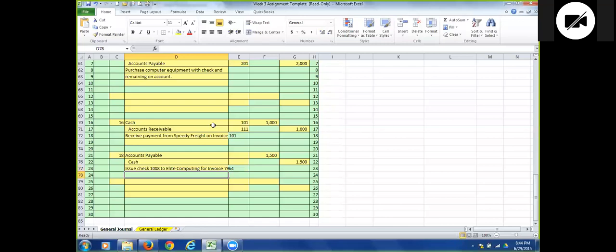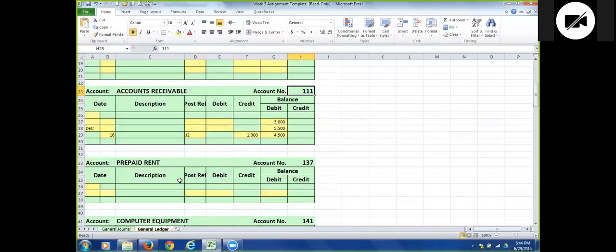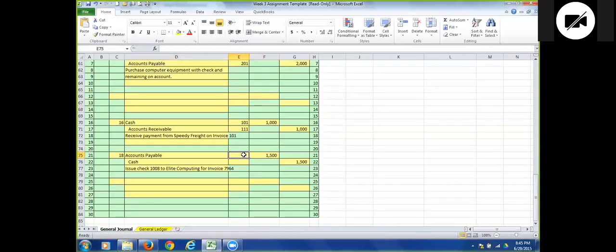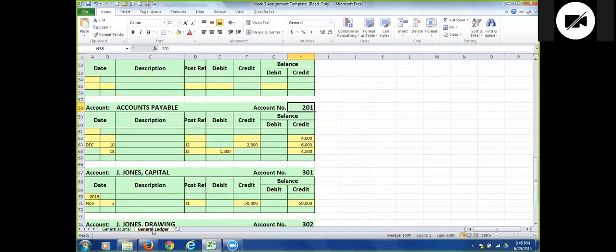And then we would post. So accounts payable, debit 1,500. So we want to go to our accounts payable, 18th, J2, 1,500. A $6,000 credit minus a $1,500 debit gives you a $4,500 credit balance. So accounts payable, 201, and then cash 1,500.